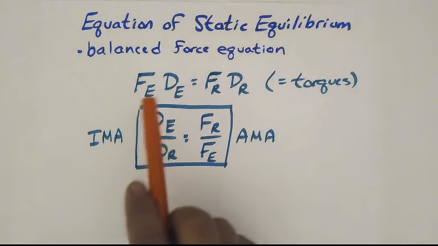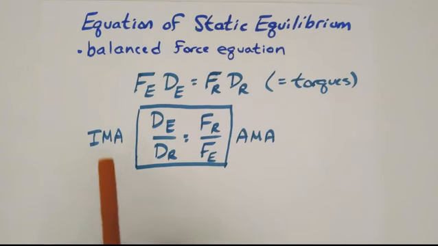So we can take these two, you can write the equation like this, but generally, because we're going to be given ideal mechanical advantage, actual mechanical advantage on our reference table, we just put those two together, and we can say dE over dR is equal to FR over FE.